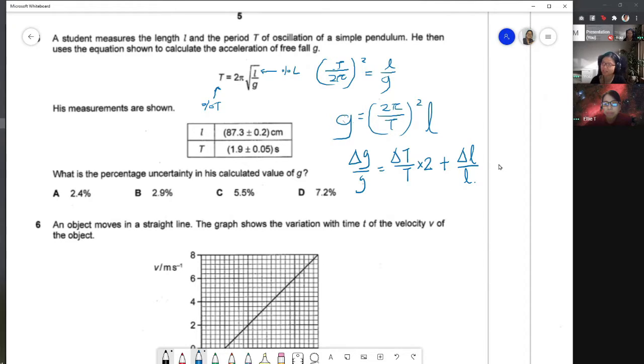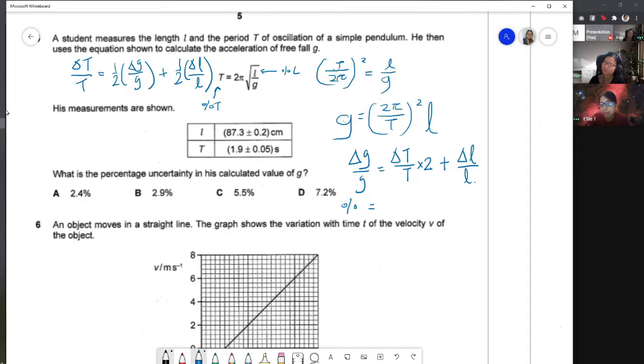So when you write like this, it's very clear. You will use T and L. T is square, L is power 1. If you look like this, then you get confused. Where is the half? I have seen candidates write like this before: uncertainty in T over T is equal to half uncertainty in g over g plus half, because power half, uncertainty in L over L. Correct or not? You won't get the same answer, because of the half at the delta L.